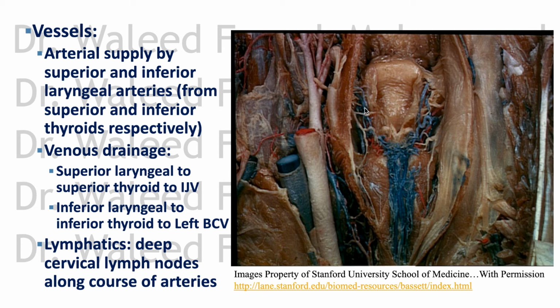The veins accompany the arteries, see that? The superior laryngeal goes to the superior thyroid and eventually to the internal jugular vein, while the inferior laryngeal goes with the inferior thyroid and eventually into the left brachiocephalic vein. Exactly, we said the left brachiocephalic because it's almost horizontal in course and longer than the right brachiocephalic. It takes both inferior thyroid veins with it. Don't forget that. Okay? The lymphatics go eventually to the deep cervical lymph nodes, opposite the course of the arteries.